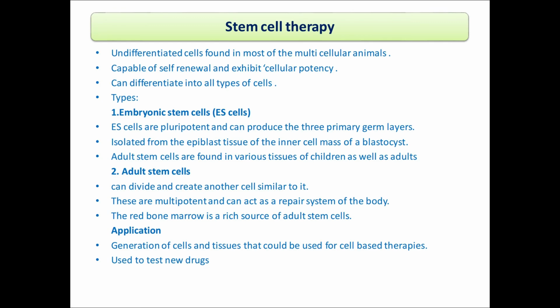The second type, adult stem cells, are found in various tissues of children and adults, and they can divide and create another cell similar to it. They are multipotent. They act as a repair system in the body of adults and children. An example of this is red bone marrow.